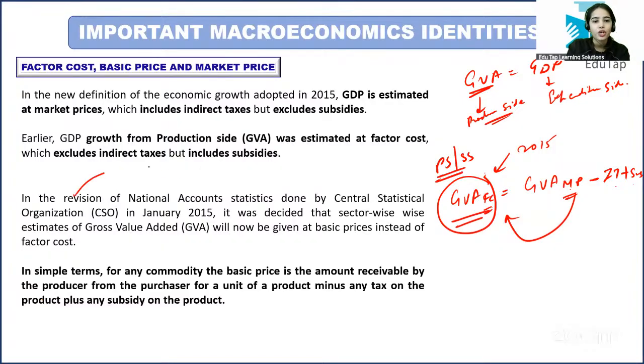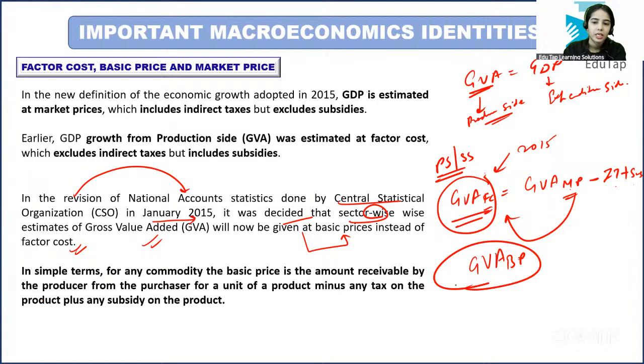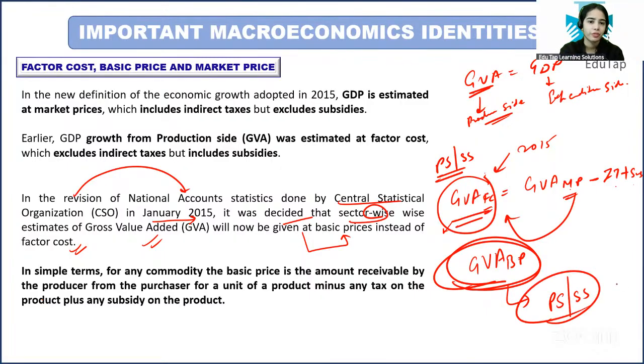In the revision of National Account Statistics done by the Central Statistical Office in January 2015, it was decided that sector-wise GVA will now be calculated at basic prices. For the country also, the GVA will be calculated at basic prices instead of factor cost. So rather than calculating GVA at FC, now we see the GVA at basic price from the producer or supply side. Since 2015, as per international standards, we use GVA at basic price.